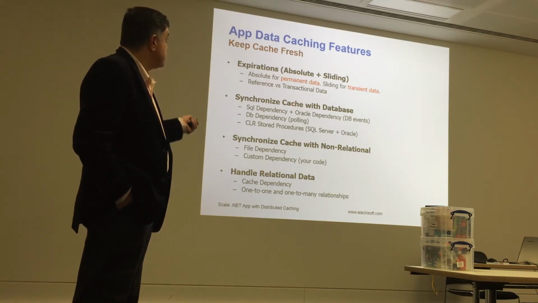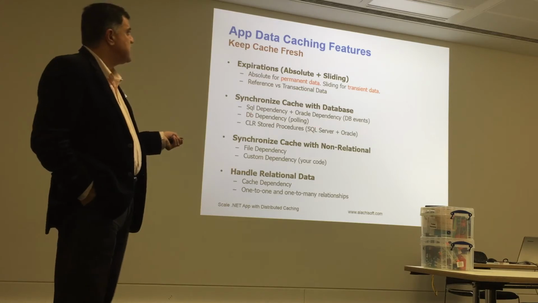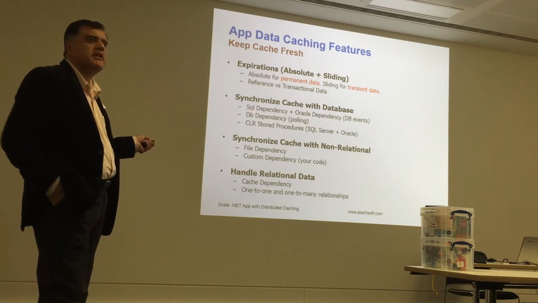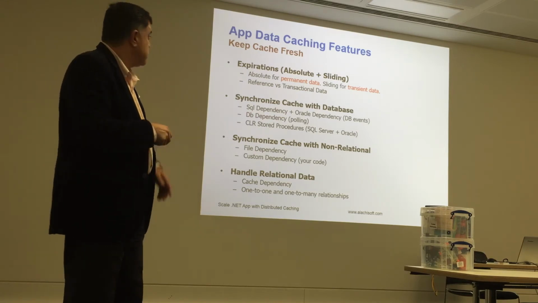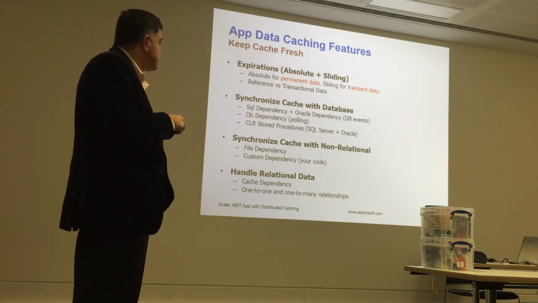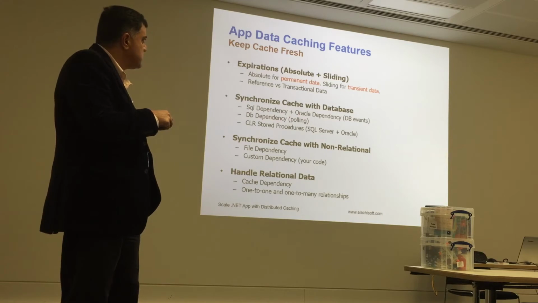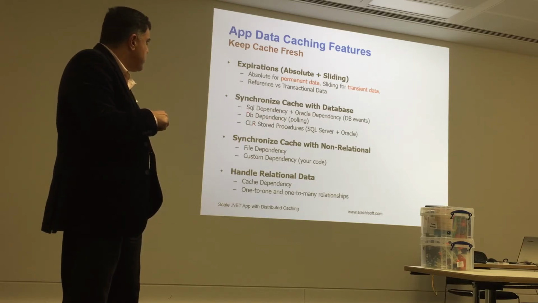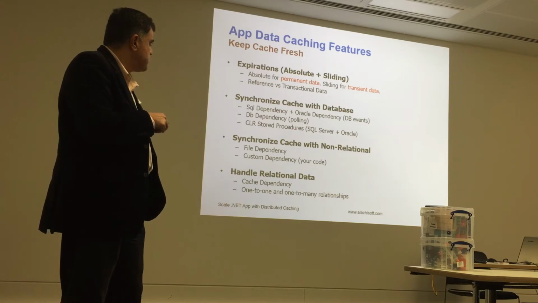In that case, what do you do with the cache? You need to be able to synchronize. So NCache, for example, gives you SQL dependency as a feature of ADO.NET, as you know. There's also an Oracle dependency. And then we've got our own DB dependency, which is based on polling. So there are 3 different ways: SQL, Oracle, and DB, and there's also the CLR procedures.